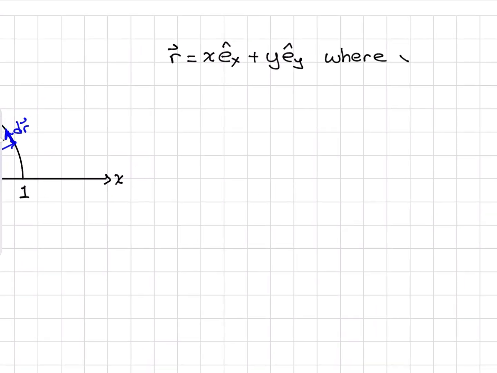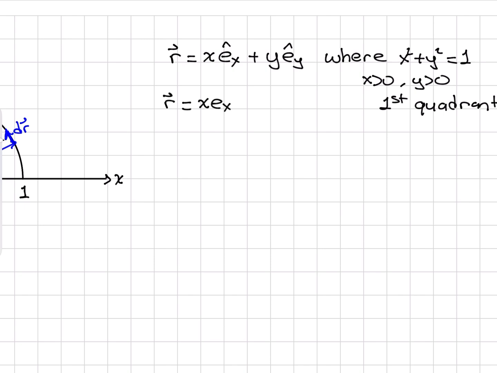And I have to have x squared plus y squared equal to 1. And y is positive because we're in the first quadrant. x is positive and y is positive. Now, for y, I can write square root of 1 minus x squared. So that's what I'm going to do here. The position vector r is x ex hat plus square root of 1 minus x squared ey hat.